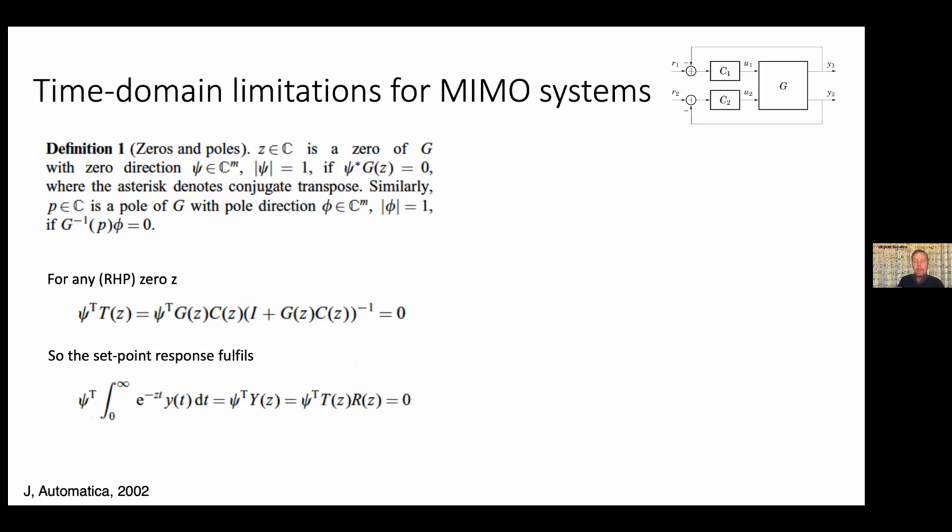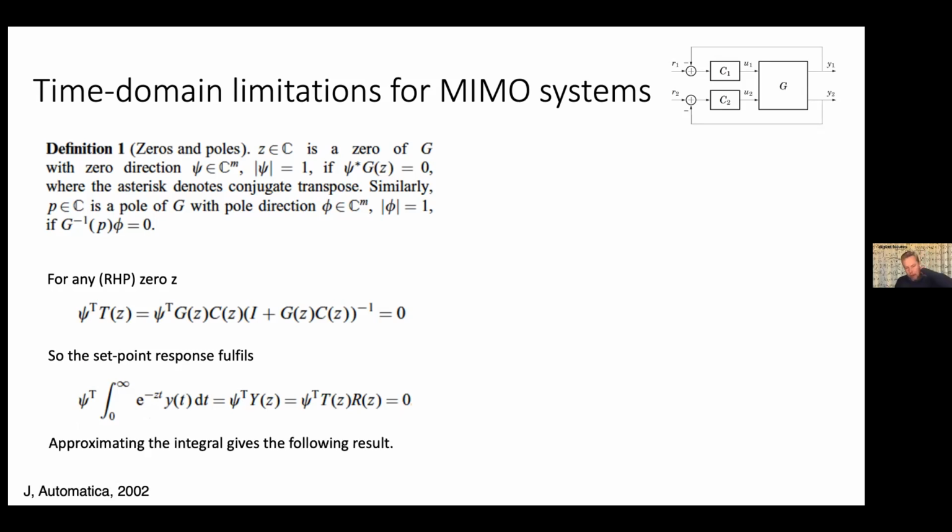So for any response I have here, I get something a little bit similar to the previous integrals. I have integrals here which are independent of the controller I use. They depend on the right-hand plane zero. So there is some connection by this integral here, how psi transpose, the direction of the zero, and the output of the system are interconnected.